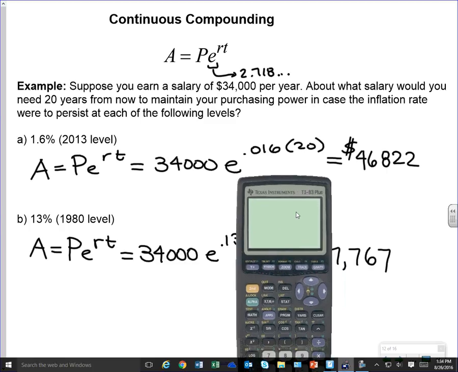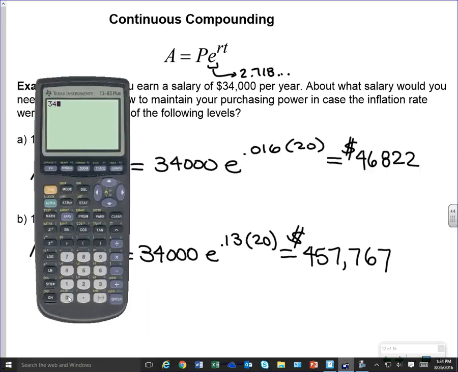So putting this into our calculator, how would we do that? Well, we're going to do 34,000, and then we'll do second natural log, so we get that e to the power of. It automatically has a parenthesis in there, so we're going to do 0.016 times 20 and then close the parenthesis, because we want this entire thing to be up in the exponent. See how the R and the T are both small? They're both in the superscript, where they're in the exponent. So you want to make sure that you include them inside the parenthesis so that it knows this whole thing is raised to the power of that. And then there's our answer.